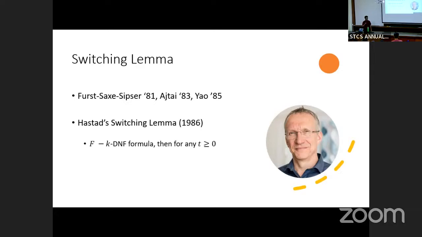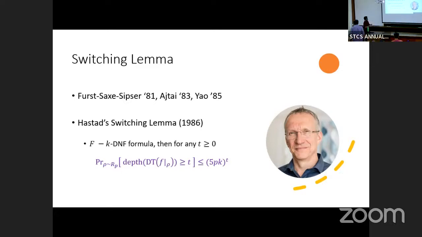If f is a k-DNF, forget about AC0 and alpha now. f is a k-DNF. k-DNF means each term has k literals. We don't care about the number of terms. We don't care about the number of variables. So k-DNF. Then for any t, what's going on here?